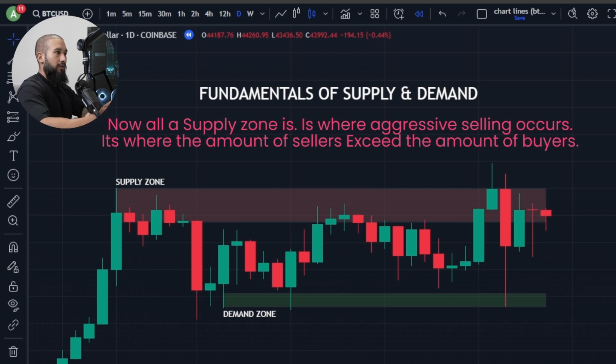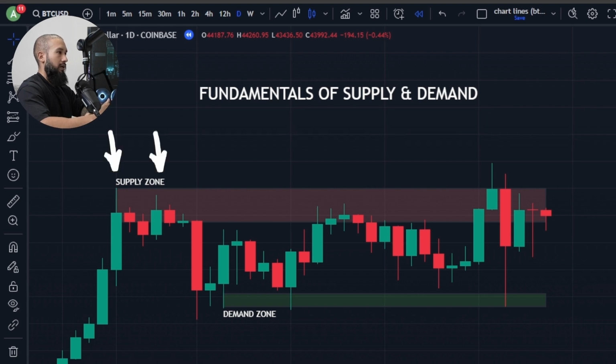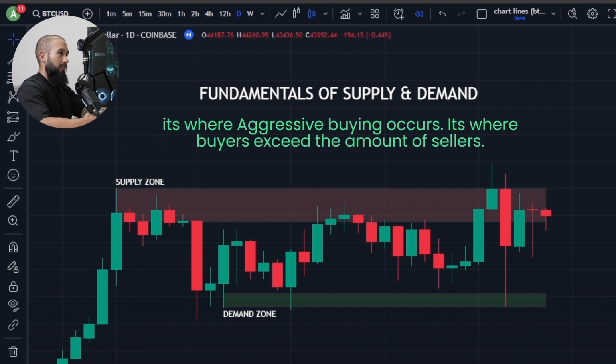Now, all a supply zone is where aggressive selling occurs. It's where the amount of sellers exceed the amount of buyers. For example, here, when price comes into the supply zone, we see sellers step in and bring the price down here, here, and here. And for a demand zone, it's where aggressive buying occurs. It's where buyers exceed the amount of sellers. As we can see here, when price comes into this demand zone, here, here, and here, buyers step in and aggressively bring price back up.